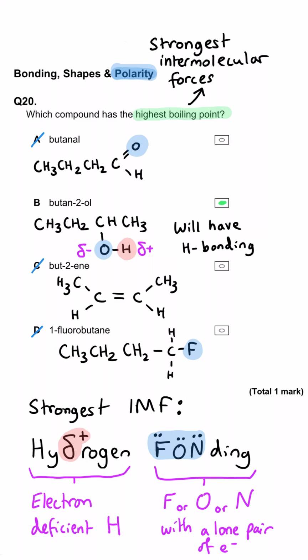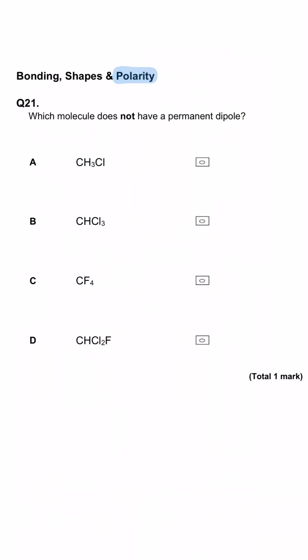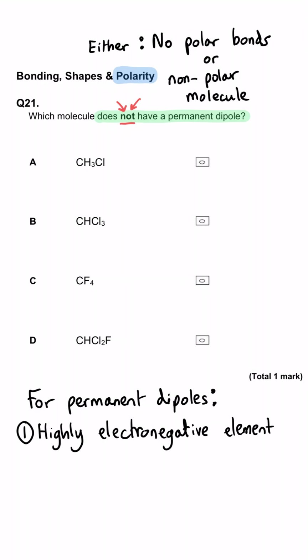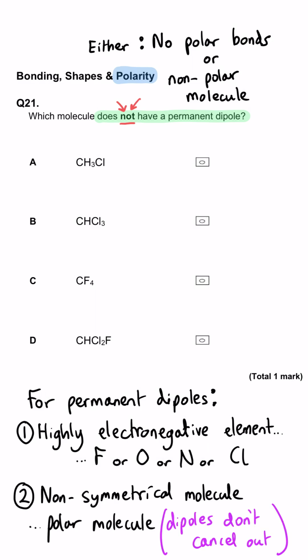Which molecule does not have a permanent dipole? In order for a molecule to have a permanent dipole, there needs to be a bond between two atoms that have got a different electronegativity. And not only that, this needs to be a non-symmetrical molecule. In other words, some molecules that are symmetrical have more than one dipole, and these dipoles are acting in opposite directions, and their effects cancel each other out to give a non-polar molecule overall.